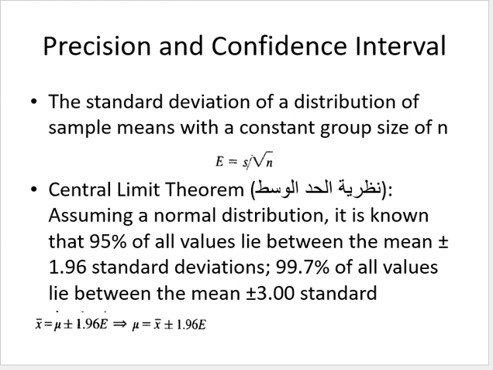Two more important parts for normal distribution. Everything we are discussing now is for normal distribution. The first part is related to the error. The capital E is what you call a standard error. So error tells you about what?